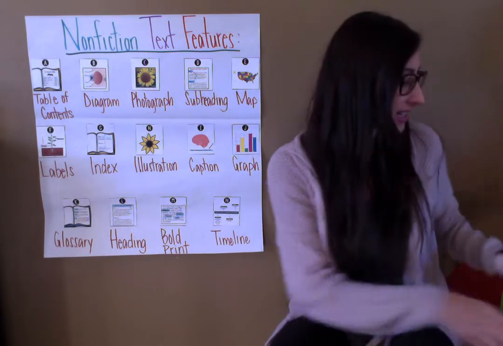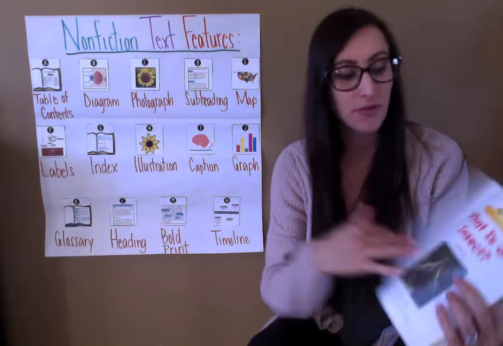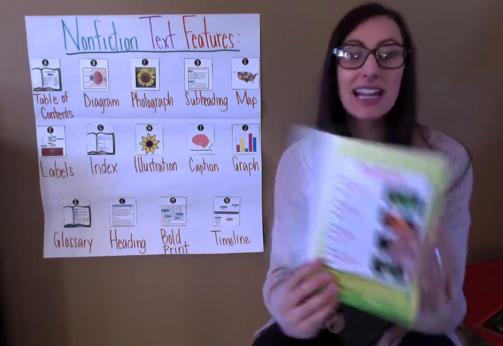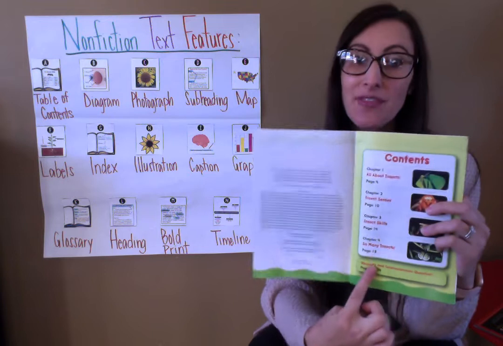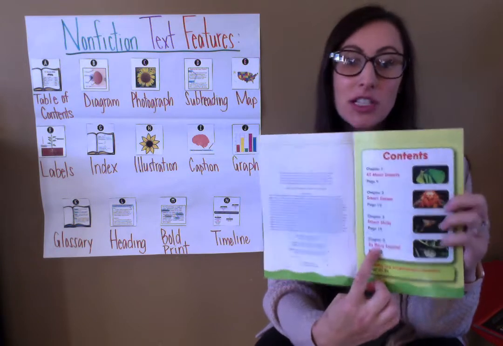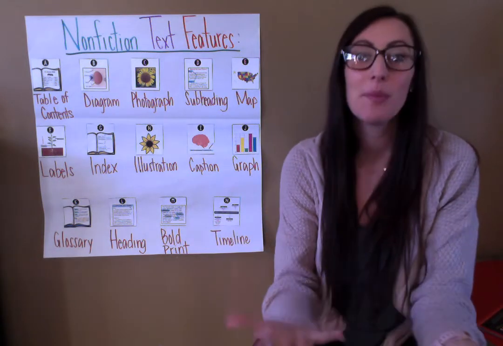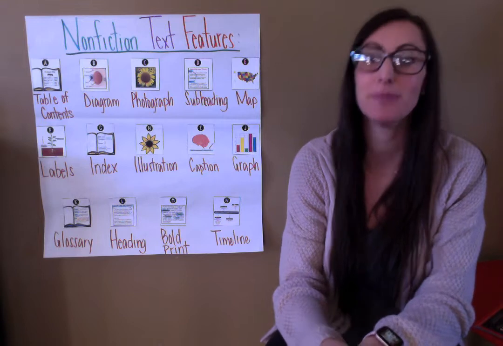So a table of contents you will always find at the very beginning of the book, and it doesn't matter what kind of nonfiction book you have, you're always going to find a table of contents. Now this one looks a little bit different than the panda bear one, but it's still the same information.